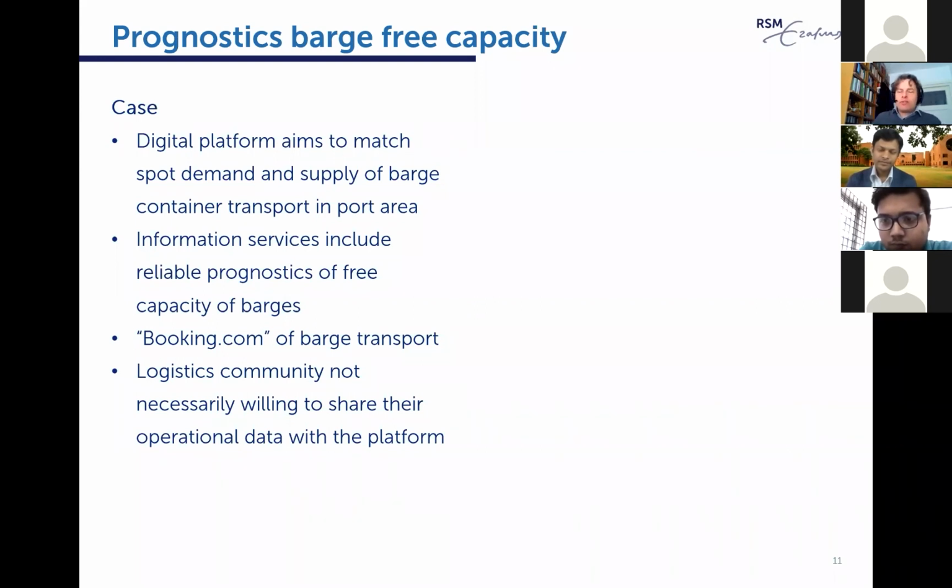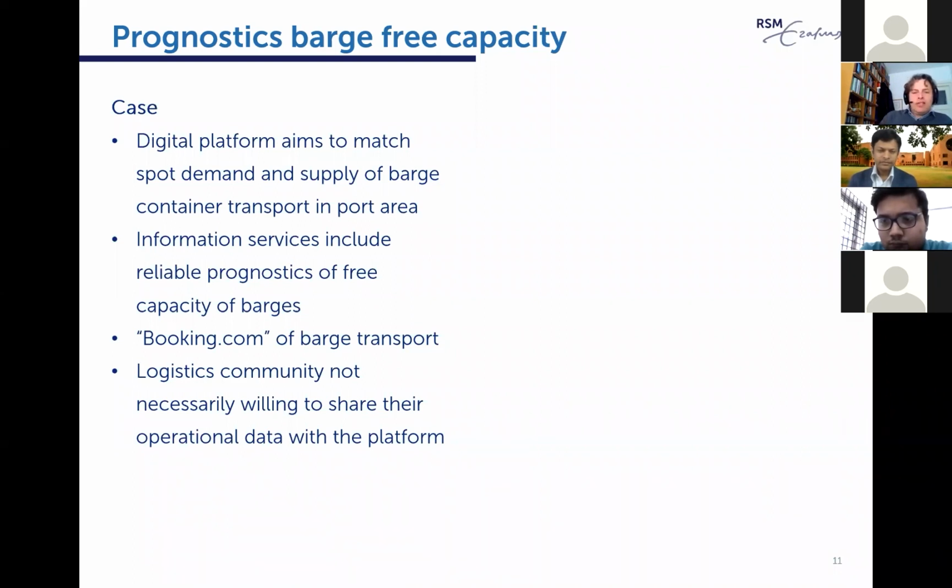Now there is this booking.com of barge transport. I will not reveal the real name of the company, but they have this barge transportation solution where they say, look, with our platform we are able to work with this very small time window of opportunity to figure out what spots of capacity are available, find containers that need transportation from one terminal to the other, and accommodate that through last-minute reservations and bookings.